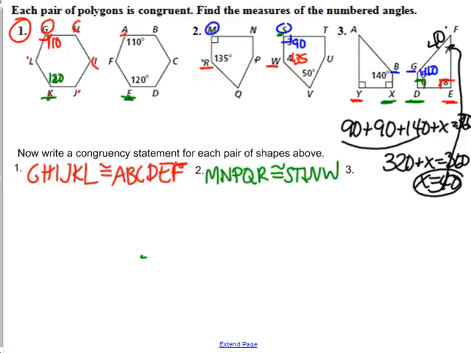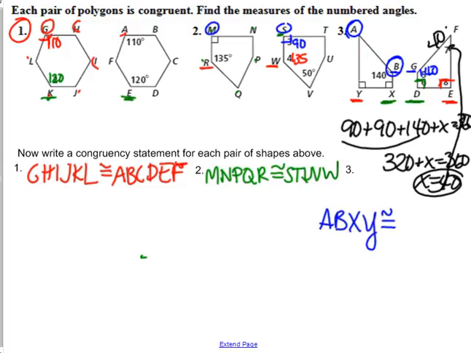Now for number 3, I'm going to do it down here. I'm going to start with the top angle. I'm going to start with A. I'm going to go next to B, next to X, and then Y. This is kind of tricky, so keep an eye on this one.